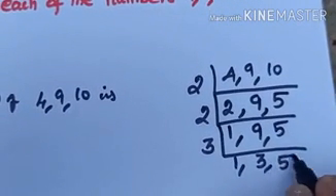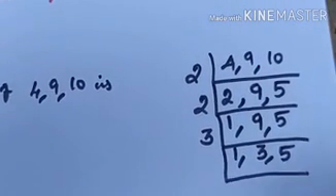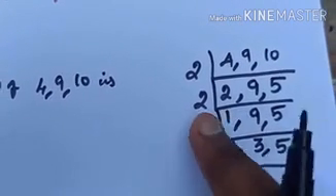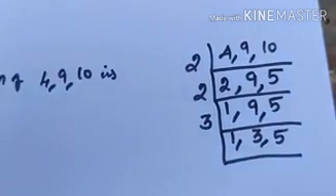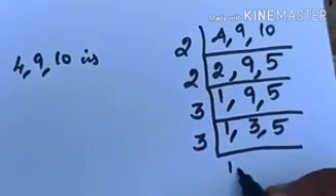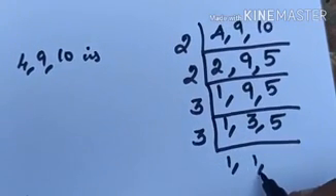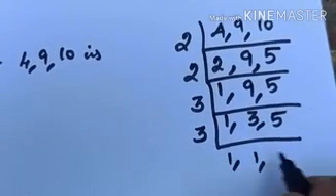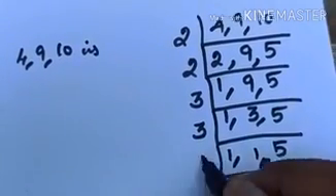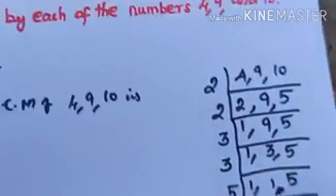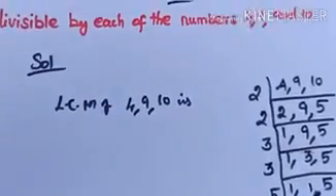3 and then 5. Whichever number is divisible, you divide it; otherwise you keep the same. Again you take 3. 1, 3 becomes 1 times, but 5 is not divisible by 3, so you keep it the same. Again you take 5, so now all the values become 1. Now you have the prime factors.